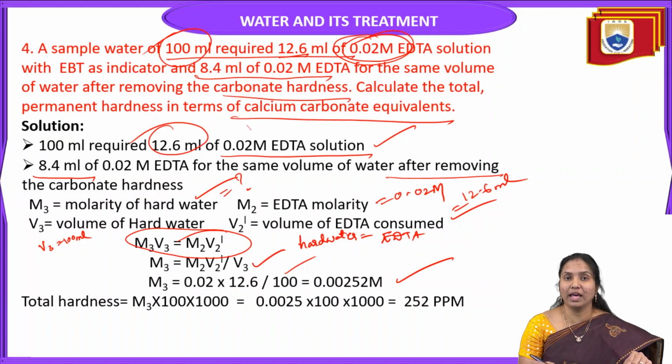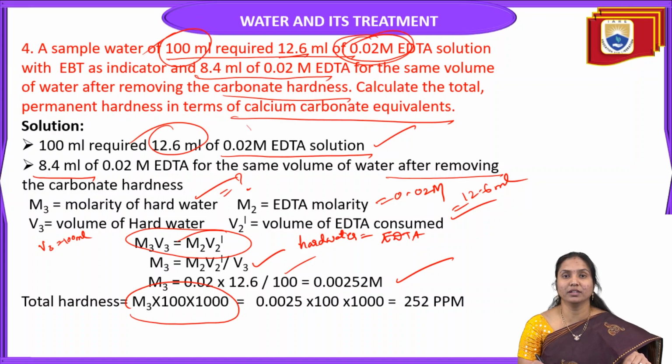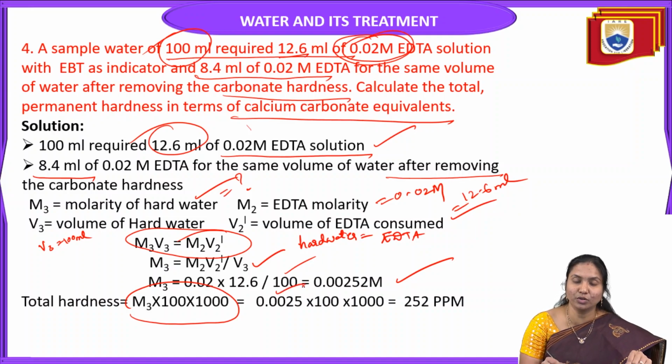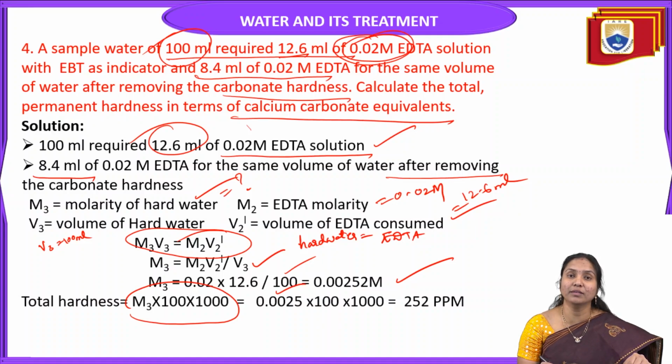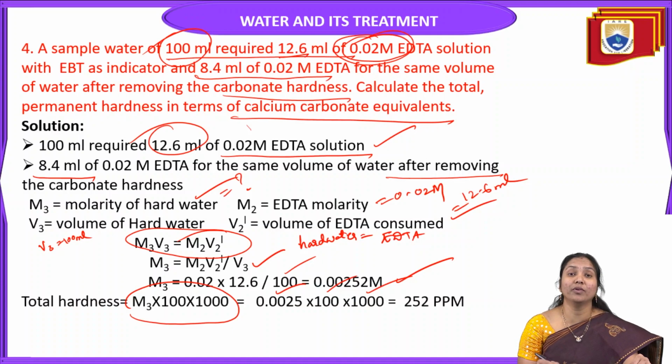So by using this molarity of given water sample, we have to calculate the total hardness of water. So total hardness equal, what is the formula? M3 into 100 into 1000. So M3 value is 0.00252 into 100. 100 is the molecular weight of calcium carbonate. And next 1000 is the total makeup solution. So 0.00252 into 100 into 1000. So after calculation we'll get 252 ppm. So total hardness of given water sample is 252 parts per million or 252 ppm.